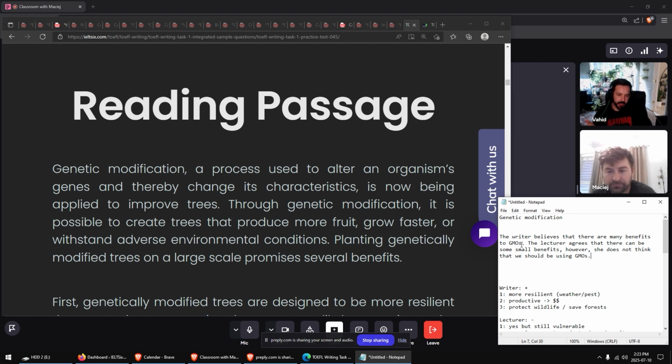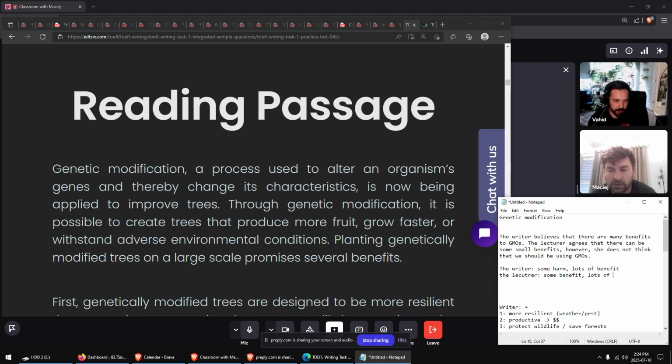All right. So maybe you could even say something like this. This time it didn't happen, but you can say the writer says some small harm, some harm, lots of benefit, and then the lecturer says, for example, some benefit, lots of harm. Think about it this way. Okay. So this is what happens in writing task 2, by the way.